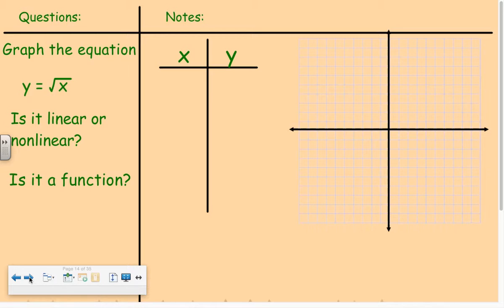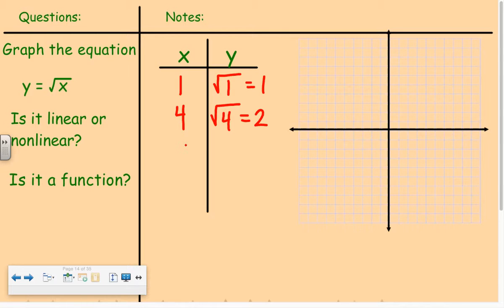Okay, the square root of x. Now this is the first one where we don't want to have x values with negatives because you can't take the square root of a negative number. The easiest way to make our x value list for this one is to think about what numbers are perfect squares. So for example, the square root of 1 is 1. The next number that has a perfect square root is 4. The square root of 4 is 2.